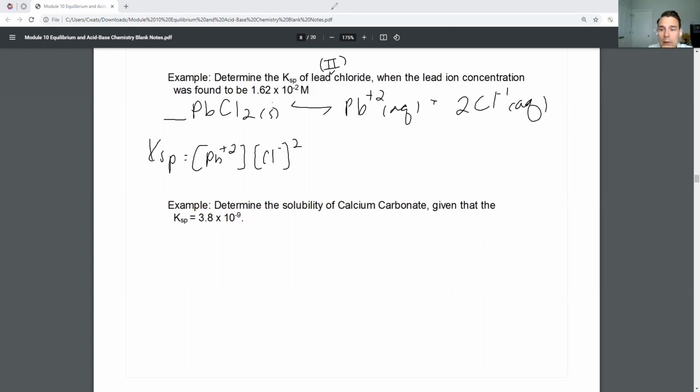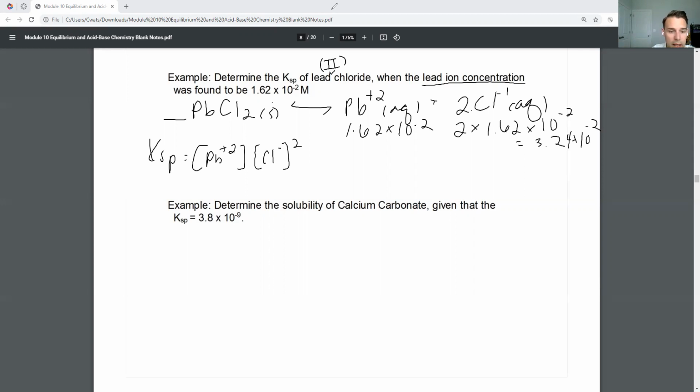So that means my Ksp is equal to the lead ion times the chloride ion squared. Now it says that the lead ion concentration is 1.62 times 10 to the negative second. So what is the chloride ion concentration? Well, look at your ratio. For every one of those, I get 2 of those. So it's going to be 2 times 1.62 times 10 to the negative second, and I did that based on my balanced equation. So that is 3.24 times 10 to the negative second.